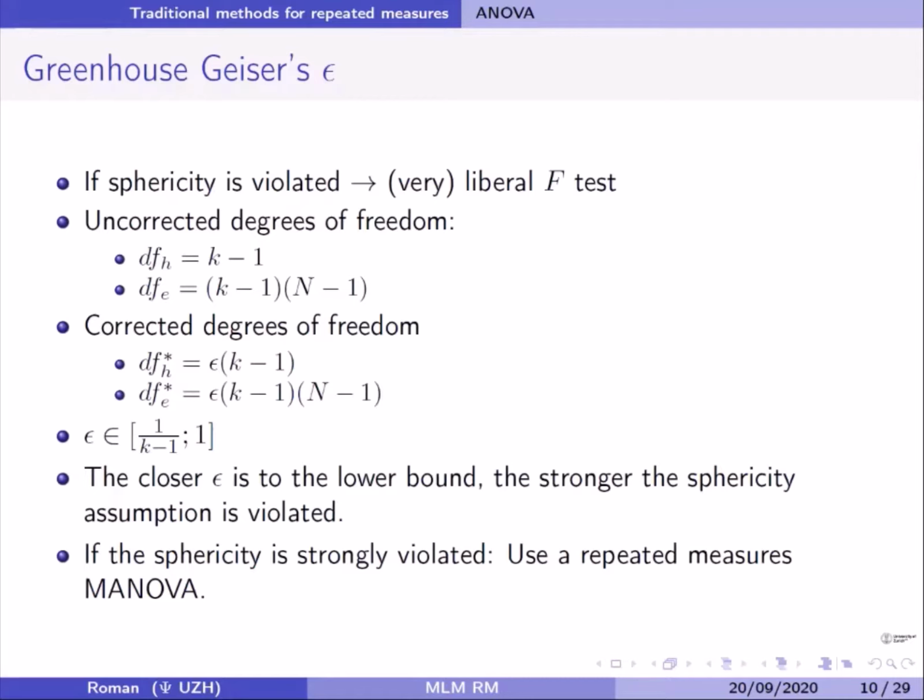Now, at the end of the day, yes, we can use this correction to make the F-test more reliable. But I still wouldn't recommend using ANOVA for repeated measures information, because we get less information from the analysis results than we do with more modern approaches. However, this could be a solution in a very small circumstance. Now, if sphericity is strongly violated, some would say use a repeated measures MANOVA.